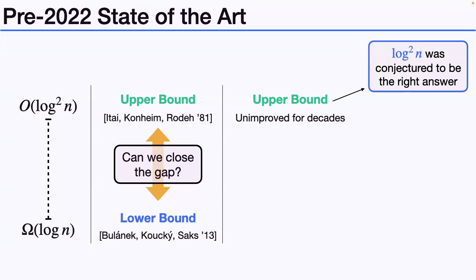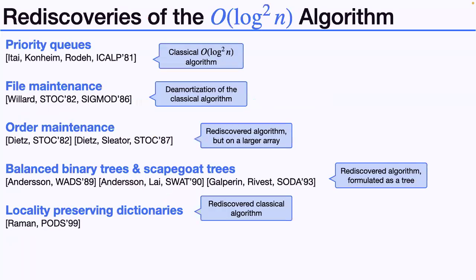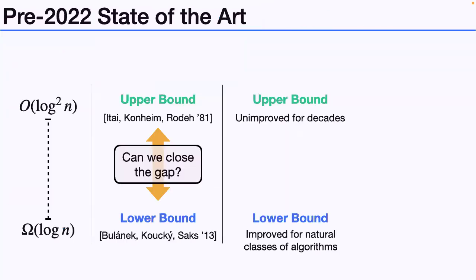So for a long time, log squared n was conjectured to be the right answer, for various reasons. One of the reasons is that not just the problem itself was independently reformulated, but so was the log squared n algorithm. Every time the problem was studied, a similar or equivalent algorithm getting a log squared upper bound was itself rediscovered as well. So this is one reason why log squared seemed like a natural right answer.